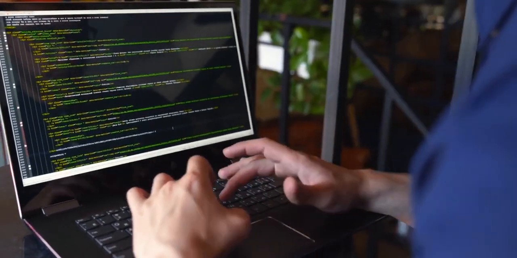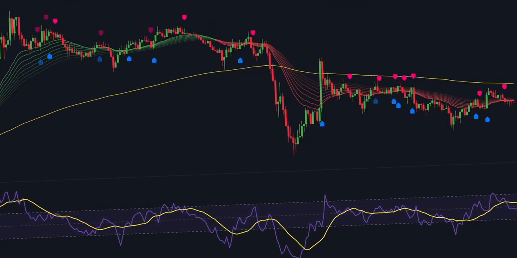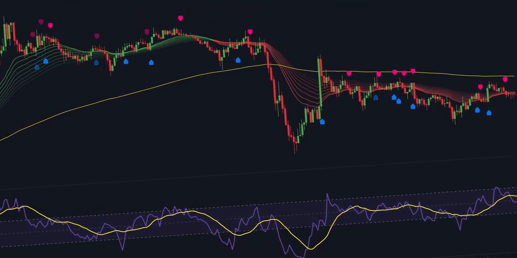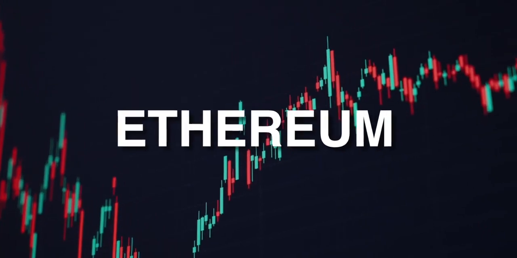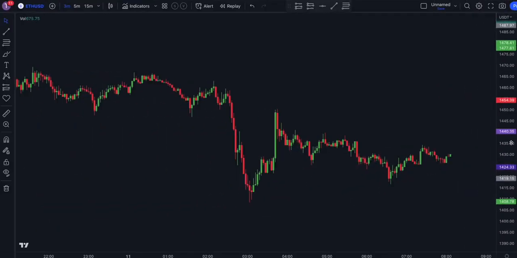It wasn't really perfect, so I had to make some tweaks here and there, and here it is, the final setup. To check if the strategy actually works, I will test it 100 times. For that, I will use the price of Ethereum on a 3-minute time frame. But before I do that, let's actually open the charts and add the indicators.